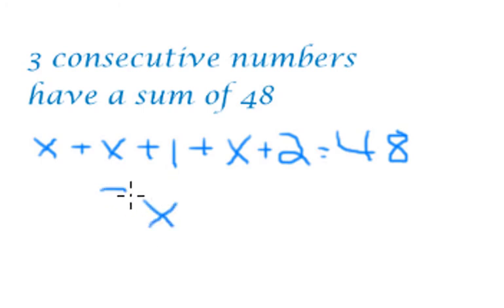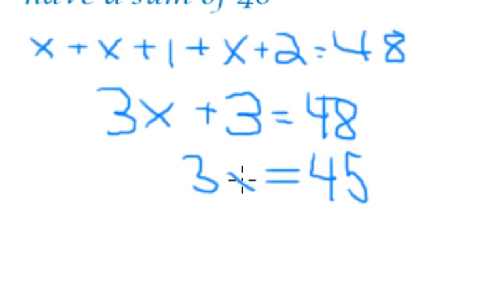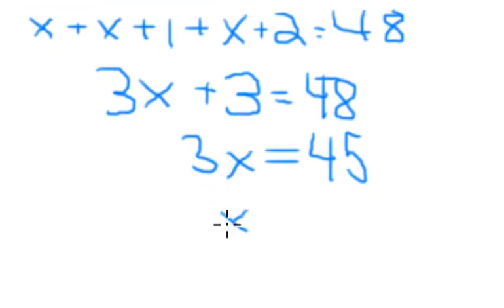Well, now that I've set up an equation, I can combine my like terms, add my 3 x's, that'll give me 3x, add the 1 and the 2, that'll give me 3, and keep it equal to 48. Now I'll subtract 3 from both sides and get a 45 on the right, and the 3x stays. And my last step would be to divide both sides by 3, and my x will equal 15.